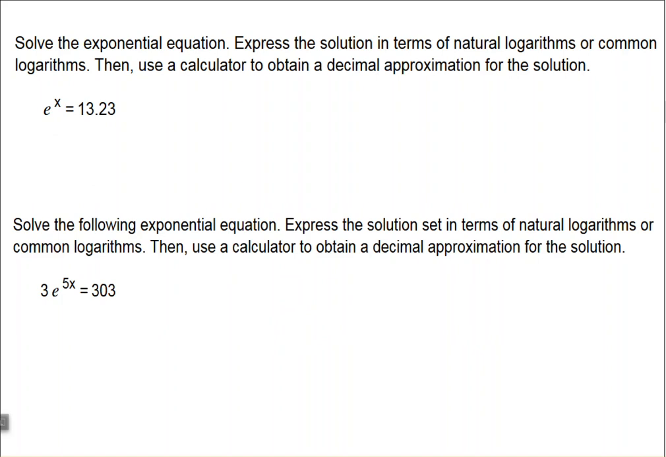All right, let's take a look at this one. Now this one we have this exponential equation, and it says to express the solution in terms of natural logarithms or common logs, then use a calculator to obtain a decimal answer. So since we have e to the x, we want to get the x out of the exponent area. To do that, we're going to take the natural log of both sides. Now, we know that the natural log and e are inverses of each other, so that would just give me x on the left-hand side of my equation.